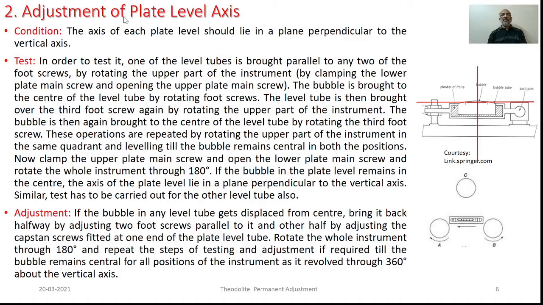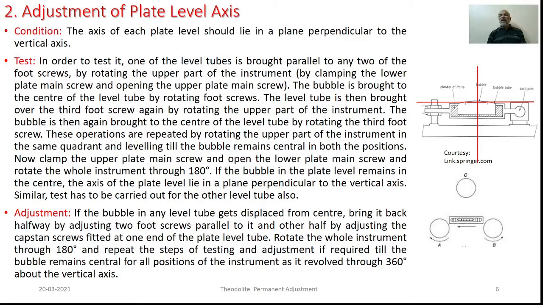Second adjustment is related with the axis of plate level. Ideally, the axis of each plate level should lie in a plane perpendicular to the vertical axis. This adjustment test is very similar to the adjustment that we discussed for dumpy level in the leveling chapter.